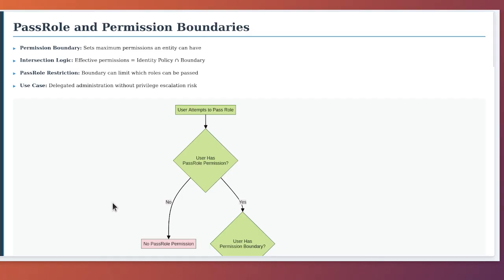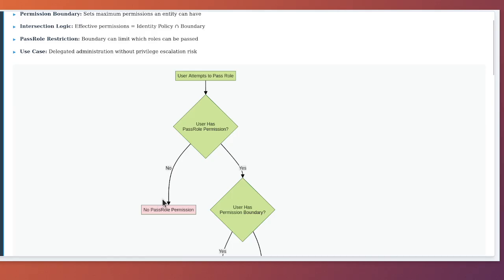Let's examine the flowchart diagram on the slide, which shows how permission boundaries affect the PassRole operation. At the top, we have the start node representing when a user attempts to pass a role. The flow immediately branches to a decision diamond labeled user has PassRole permission. This is the first check that AWS performs, evaluating whether the user's identity-based policies include the IAM:PassRole action for the role being passed. If this check returns no, the flow follows the left path to the denied node labeled no PassRole permission, and the operation fails immediately.